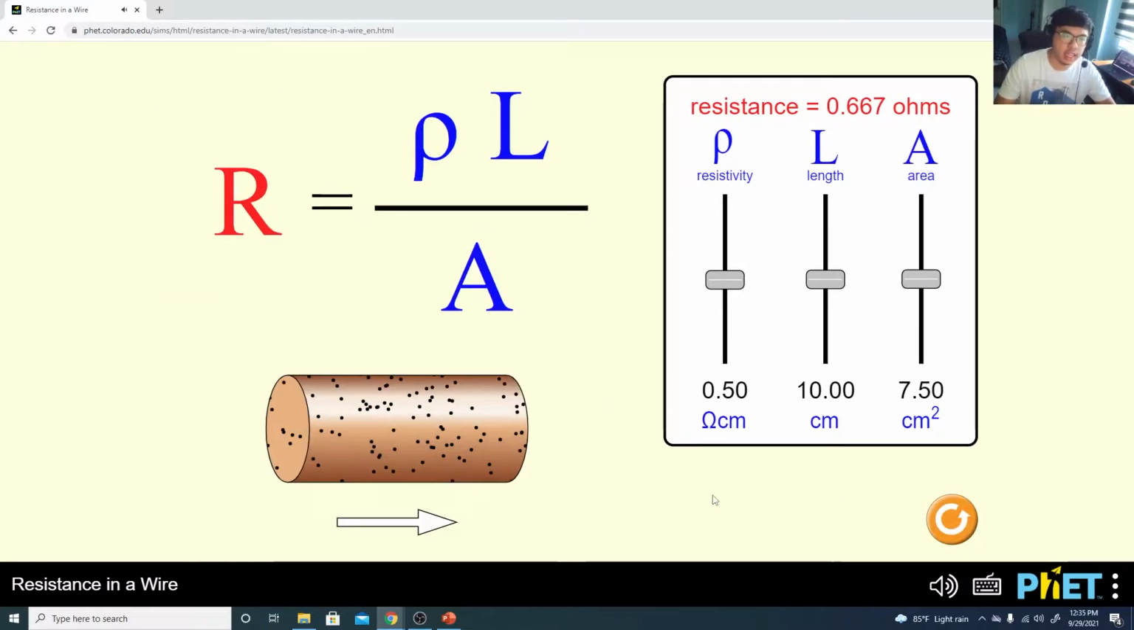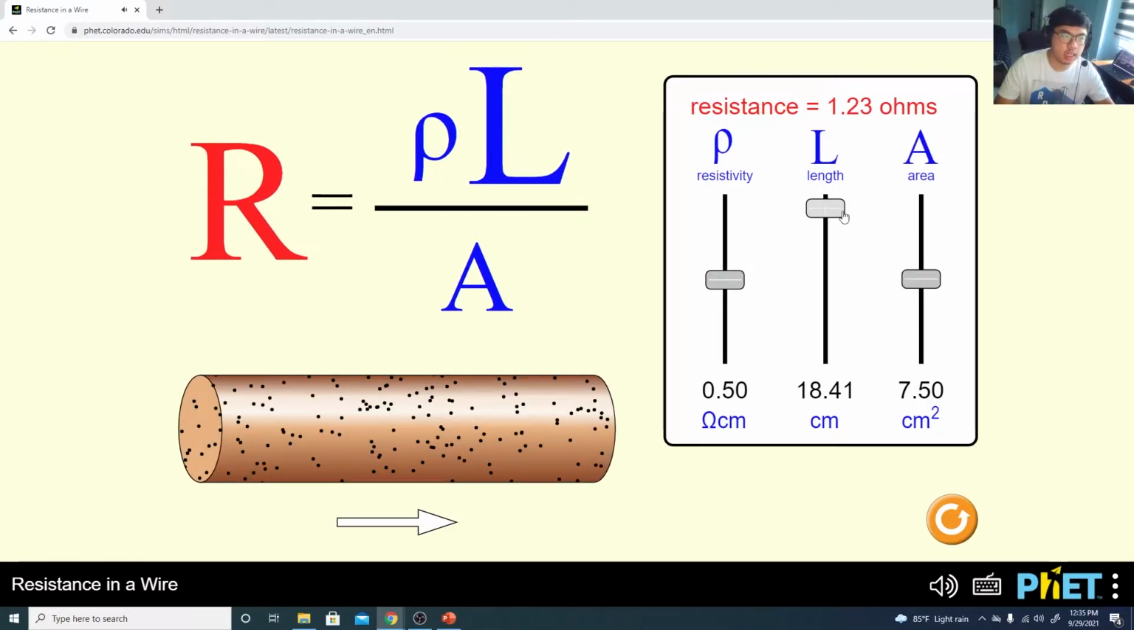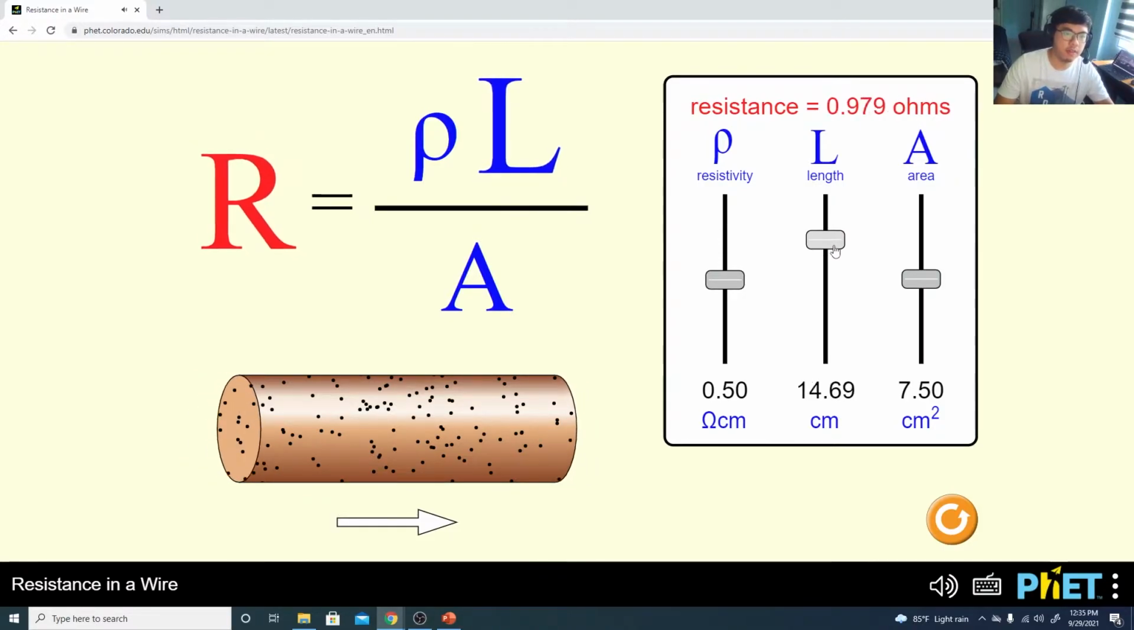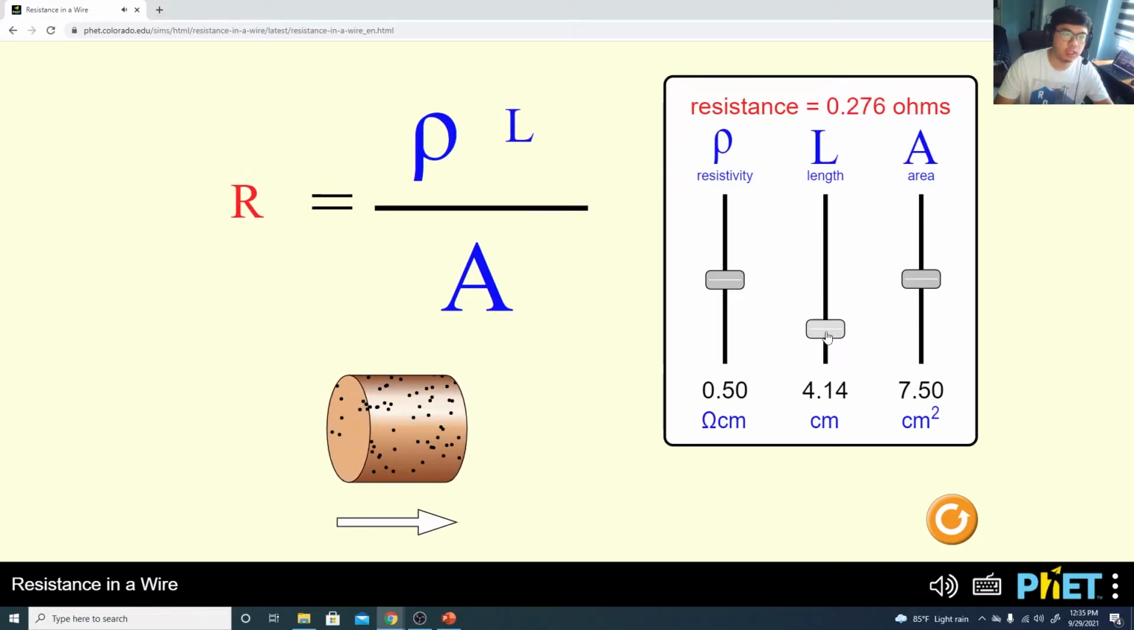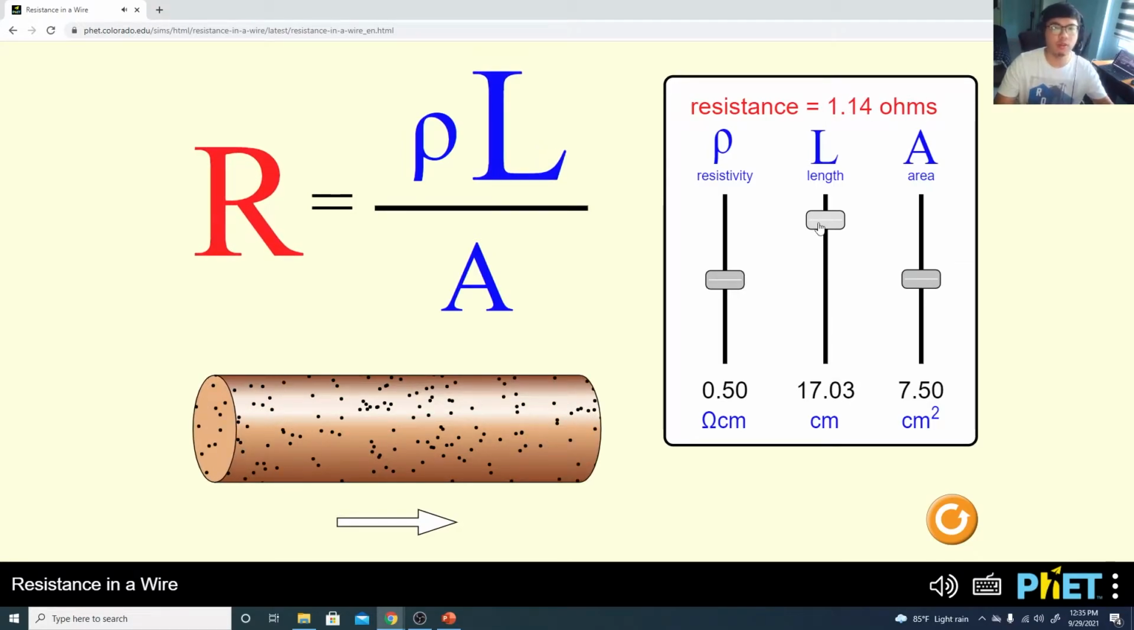Now let's look at the length. If you increase the length, if a wire is longer, that will increase the resistance. But if you decrease the length, if the wire is shorter, then the resistance will be smaller. This is because a shorter wire is very easy for the current to pass through, because the current only has to pass through a short distance of the wire. Whereas with a longer wire, the current will have to go through a long distance of the wire. Therefore, there will be a lot more resistance.